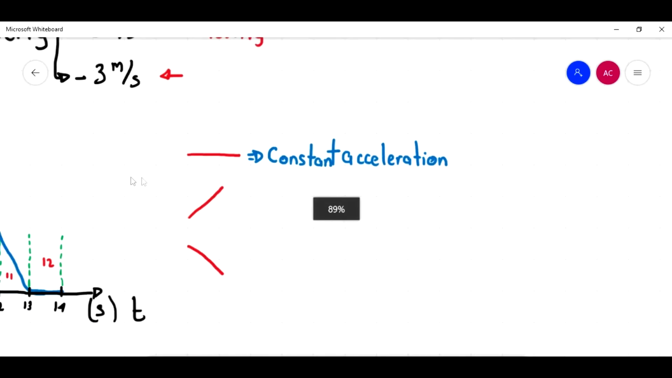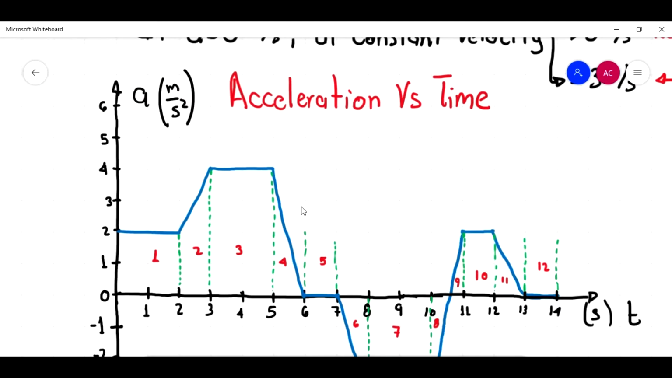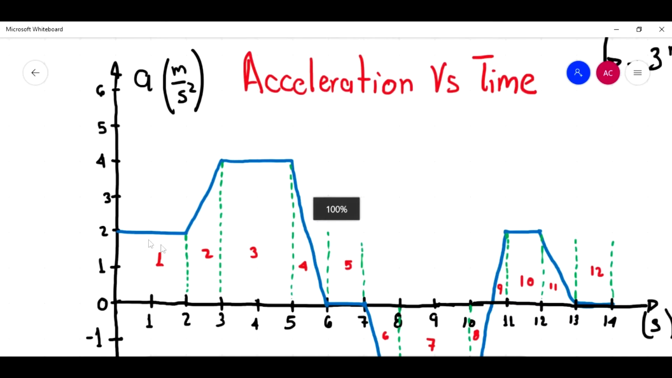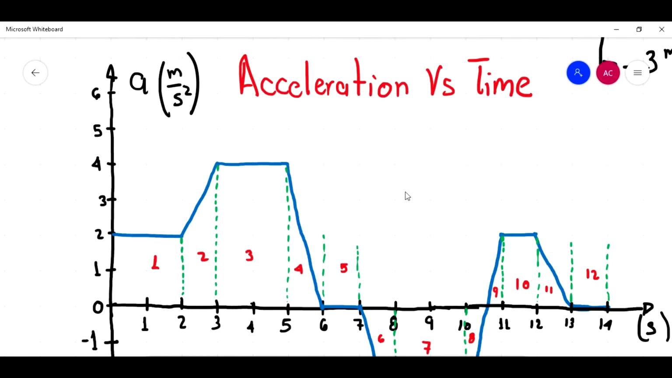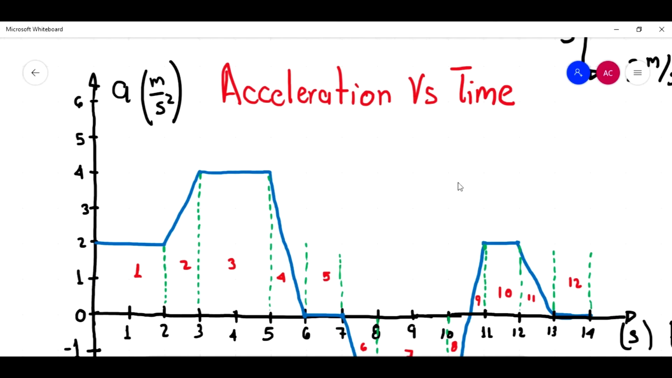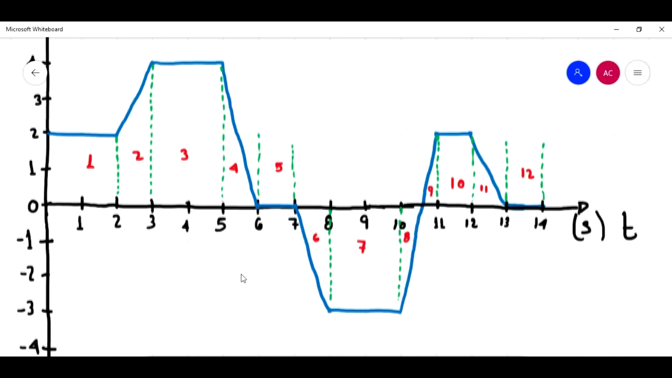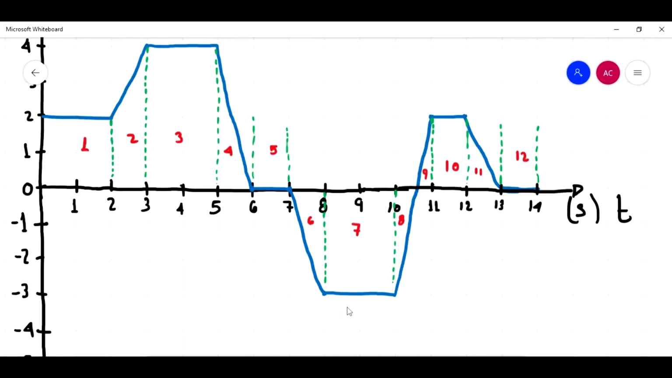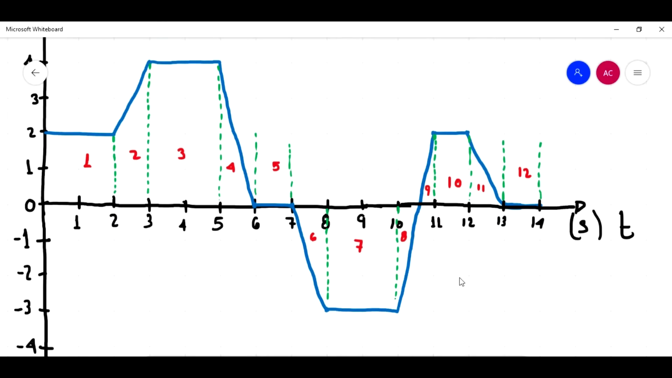For example, if that horizontal line is positive, like in segment 1 and segment 3, we got the horizontal line and that acceleration is positive. For example, here is 2 meters per second squared, and here is 4 meters per second squared. So that means that the velocity is going to increase. But if we see that segment number 7 is a horizontal line and is minus 3 meters per second squared, that means that the velocity is going to decrease.